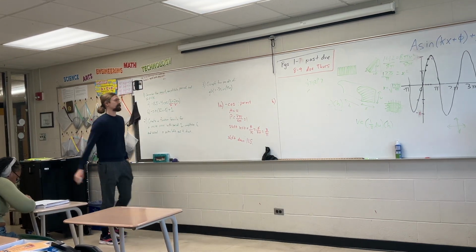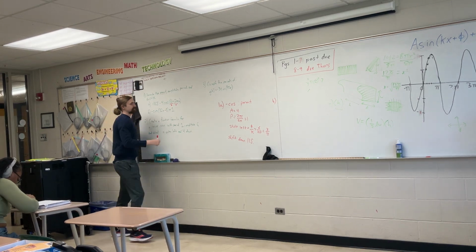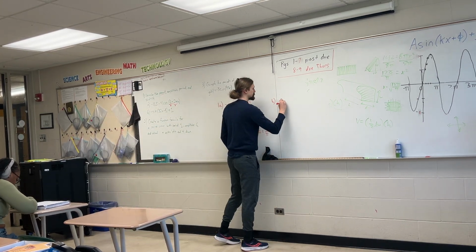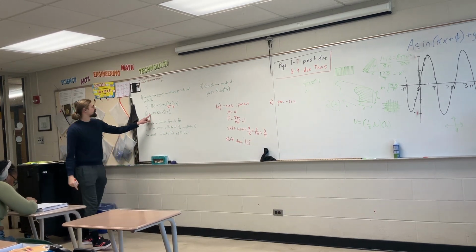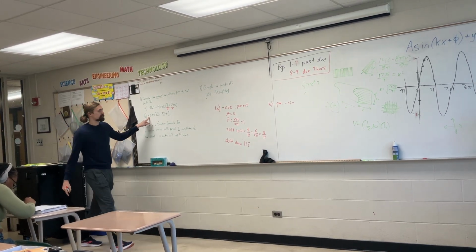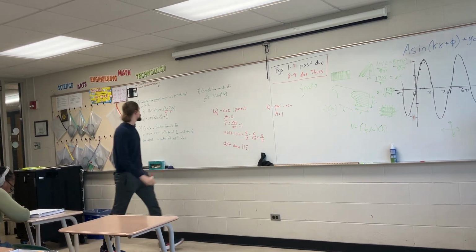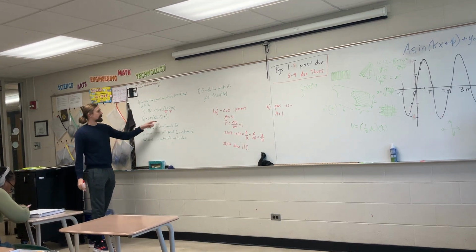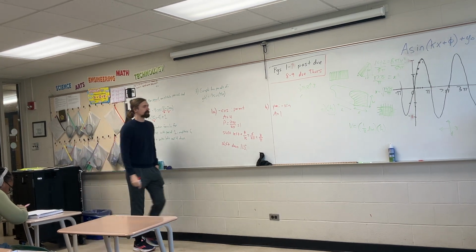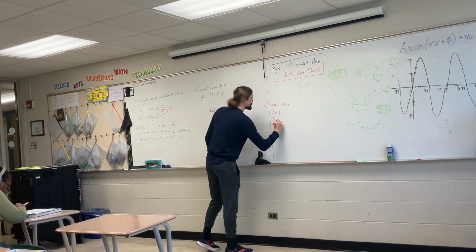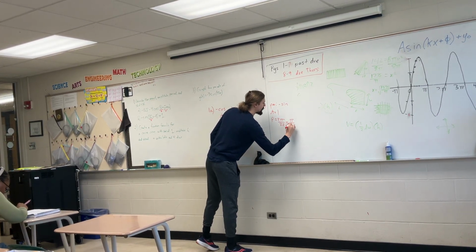I'm going to do this one a little bit quicker, but it's the same exact process. Parent is negative sine. The amplitude, since there's no coefficient here, is 1. The period is 2 pi divided by whatever the coefficient of x is. Note the coefficient of x here is k. So the period is 2 pi divided by 32, which simplifies down to pi over 16.